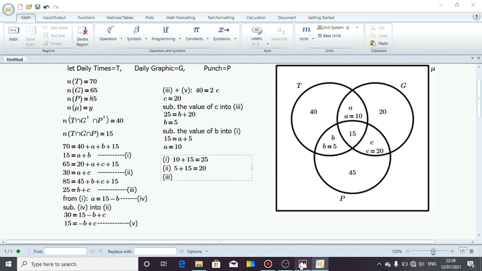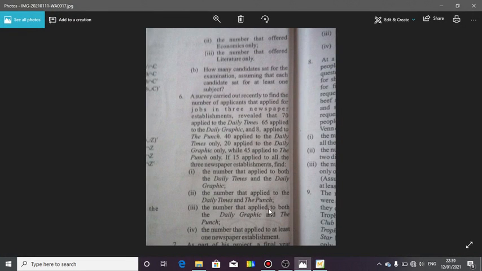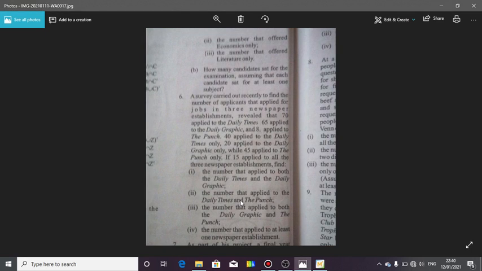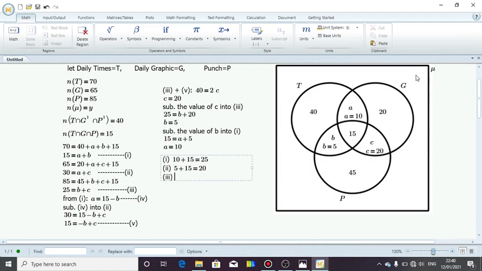Okay, then number 3, what are we calculating? Those that applied for, let's see, the number that applied to both the daily times and the punch. Okay, so daily times and punch. Wait, let me see. It's like I missed the other one up. Second one says daily times and the punch. Okay, sorry, daily graphics and punch. So daily graphics, which is 15 plus 20. That is 15 plus 20, and this is going to be equals to 35. Yes, we settled that.